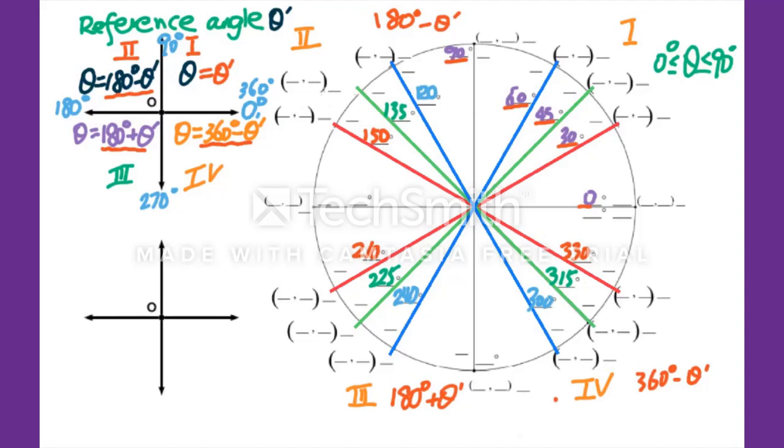Let's look at the angles that fall on the x-axis and the y-axis. We already know that this will be 180 degree. Here's 270 degree and 360 degree. When you do this, remember the lines of the same color have the same reference angle.